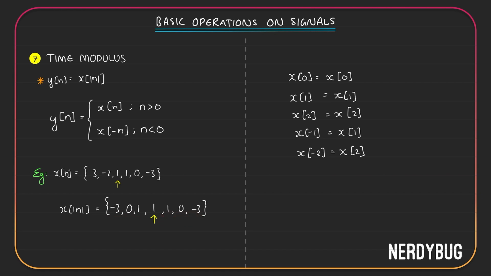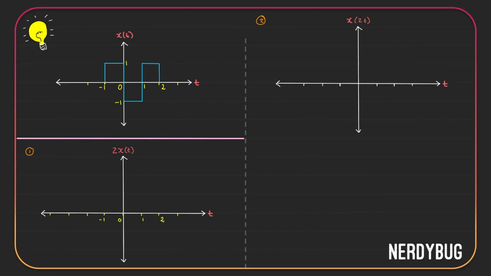Now that we have learned all these basic operations on signals, let's try to solve a problem. So we have been given an x of t over here. This is what we have. And first we have to figure out what is 2 times x of t. This is amplitude scaling. When you write 2 times x of t, the value gets multiplied by 2 everywhere. You can see that the value here is 1, here it is 1, here it is minus 1. So 1 will become 2 and minus 1 will become minus 2.